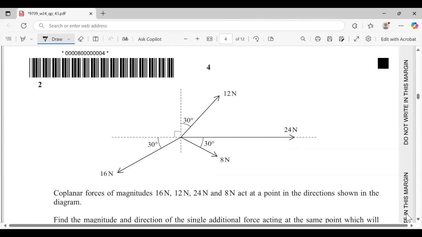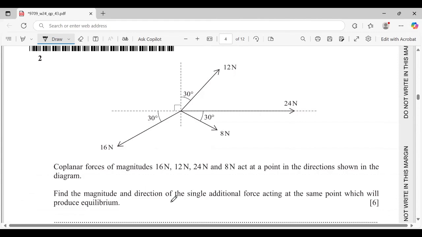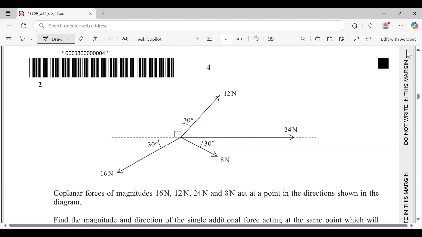Next question. Look at this diagram. Coplanar forces of magnitude 60 newtons, 12 newtons, 24 newtons, and 8 newtons act at a point in the directions shown in the diagram. Find the magnitude and the direction of the single additional force acting at the same point which will produce equilibrium, right? So there are 4 forces acting on this diagram.